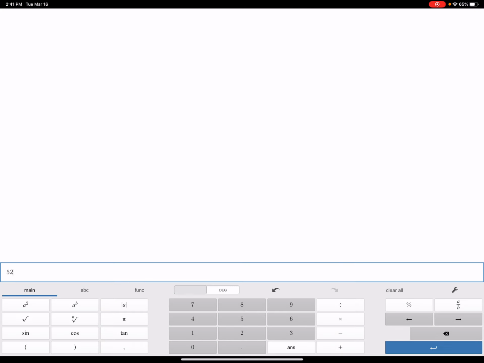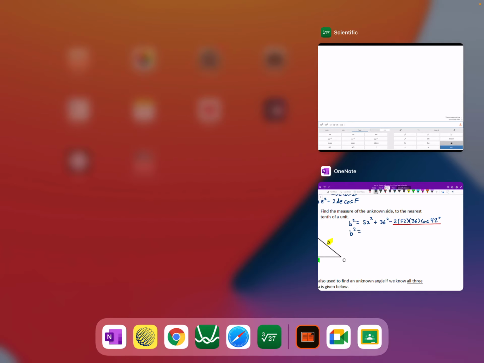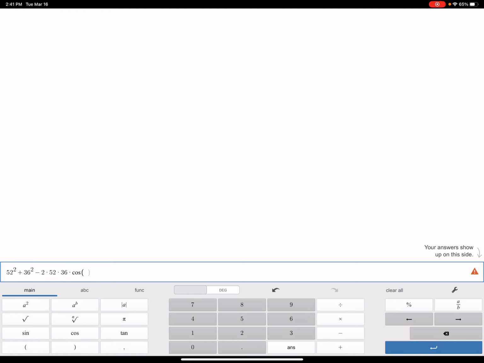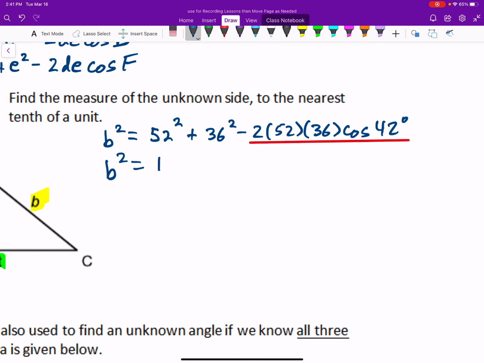So 52 squared plus 36 squared minus 2 times 52 times 36 times cos 42. My calculator does it all for me in one shot, 1217.6.